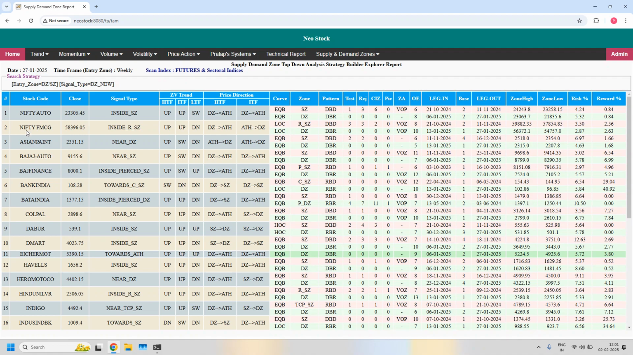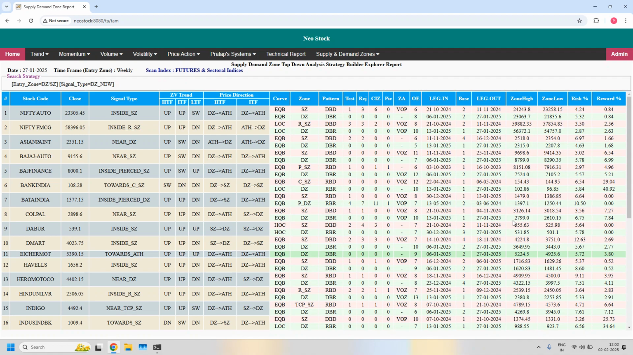The sectors that are having these are auto sector and FMCG. Okay, I am scrolling the list. See, these stocks are having newly created weekly demand zones. Some of the demand zones you are seeing on the list may not be newly created zones, but the stocks are having them. Now you may ask why we are not displaying some stocks.